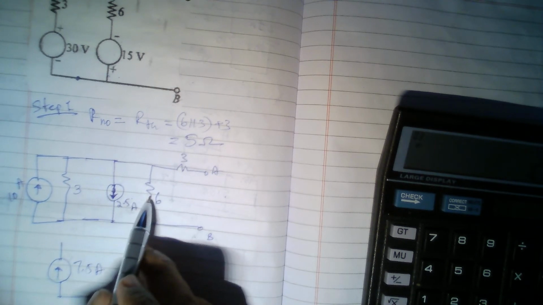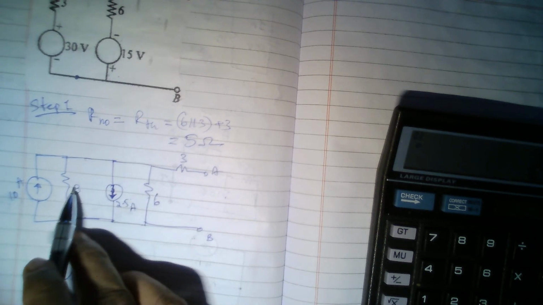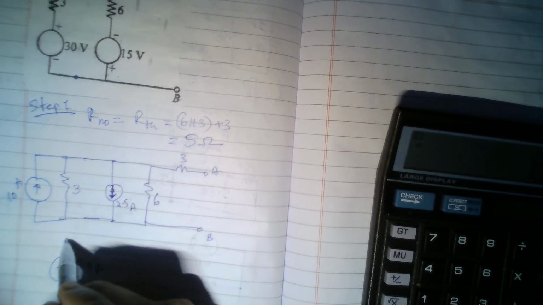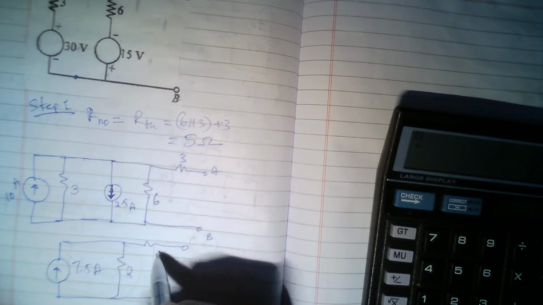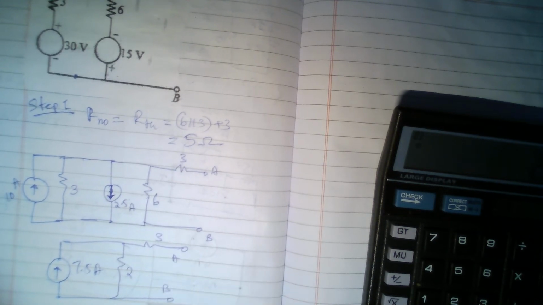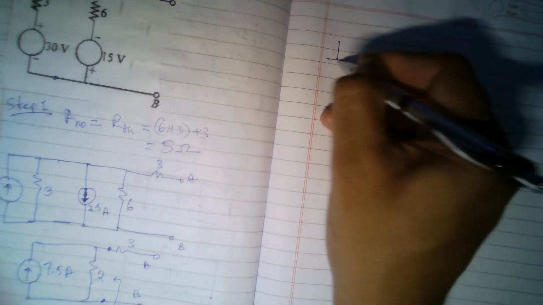Now 3 and 6 are in parallel. So what is 3 parallel 6? 6 into 3, 18. 18 divided by 9, 2. So it will be a 2. Now I have 3 ohms here, then A, B. Again looking at these two terminals, if I mark them as X and Y, on the left side there is a Norton's equivalent. Can I get a Thevenin's equivalent of this? Yes, I can. So the circuit becomes like this. 7.5 into 2 is 15 volts, so I get 15 volts here.